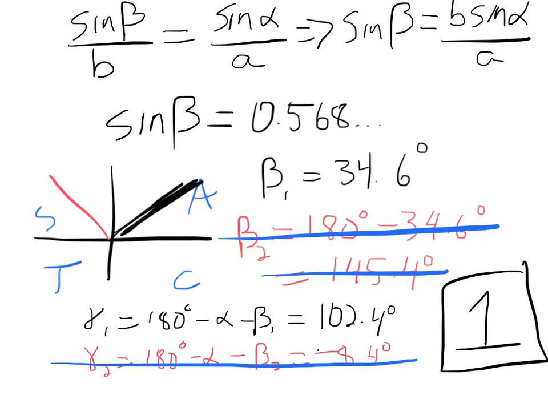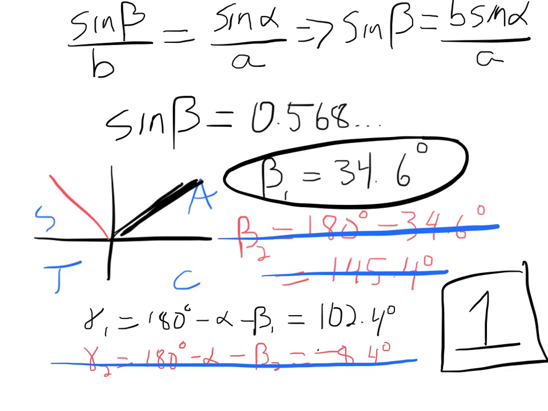And that is with beta equals 34.6. These problems are not asking us to solve the triangles. We have beta, we could find B, and what's missing, we could find C, and we already have gamma. So we're very close. All we need to find is C to finish solving the triangle. But they're just asking us how many answers we get.